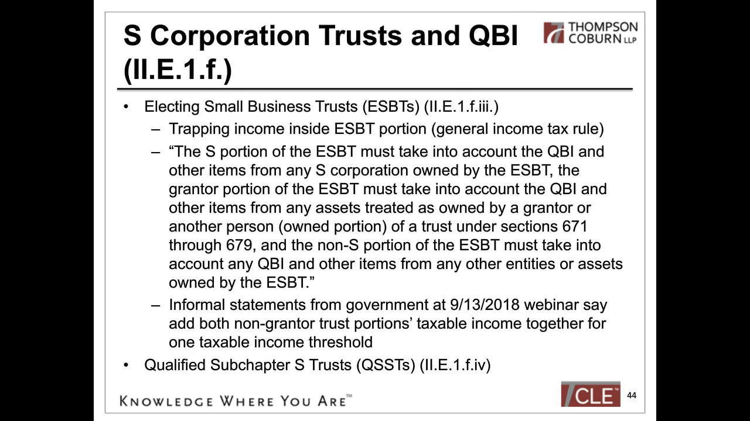Electing small business trusts. These are the type of non-grantor irrevocable trusts that can own S stock. Some of you know about these, some of you don't. The bottom line is that normally you compute the tax on the ESBT portion separately from the rest of the trust. The taxable income threshold should also be computed separately, but the government says informally that they're going to mush together the trust's ESBT part and non-ESBT part and treat those as one taxpayer for purposes of determining whether you exceed the taxable income threshold. So again, this is violating what the code says because trusts are evil and they don't like them.